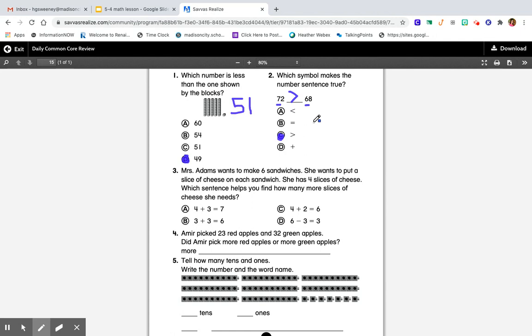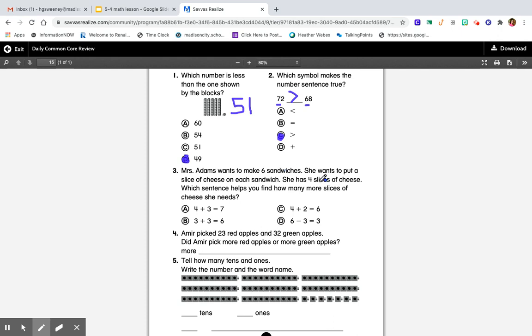All right, let's get started on number 3. Mrs. Adams wants to make 6 sandwiches. She wants to put a slice of cheese on each sandwich. She has 4 slices of cheese. Which sentence helps you find out how many more slices of cheese she needs? Okay, so I know she has 6 sandwiches, but she only has 4 slices.